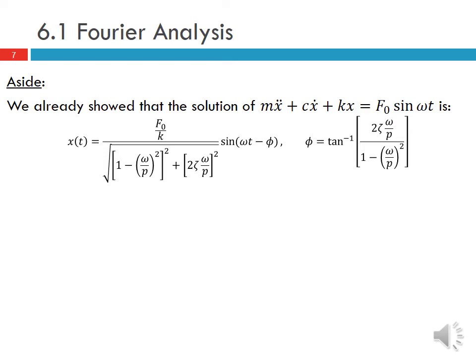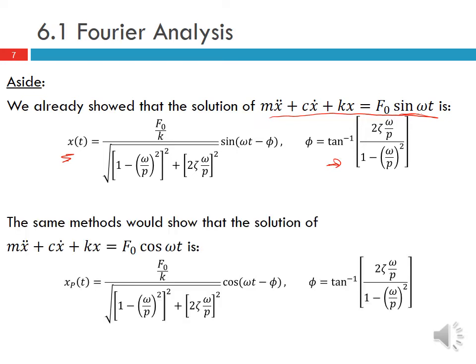Now we've already shown that the solution for this equation, m x double dot plus c x dot plus k x is equal to f0 sine omega t, is given by these values here. So the response is this f0 over k divided by this square root term times sine omega t minus phi, where phi is given as this angle here. Using the same method, we could show that the solution to this equation, where now we've got f0 cosine omega t, is equal to this here. Basically the only difference is that we have cosine omega t minus phi.